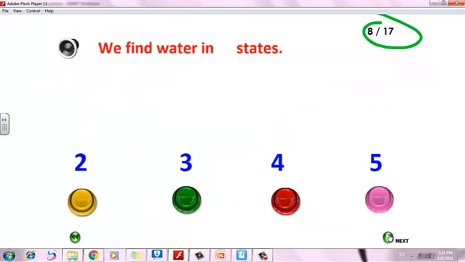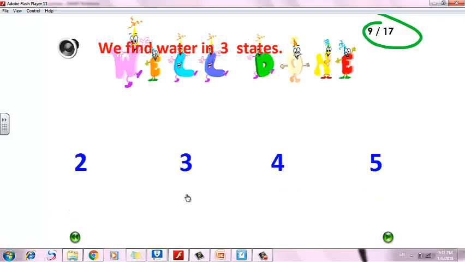Press the right button. We find water in how many states? 2, 3, 4, or 5 states? I think 3. Well done!